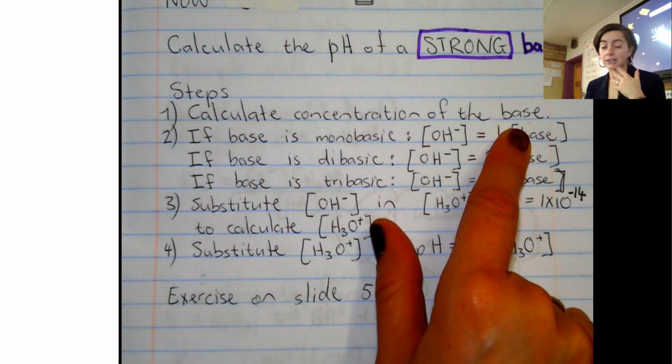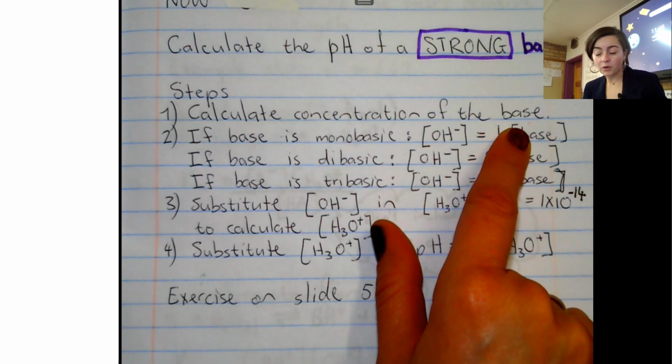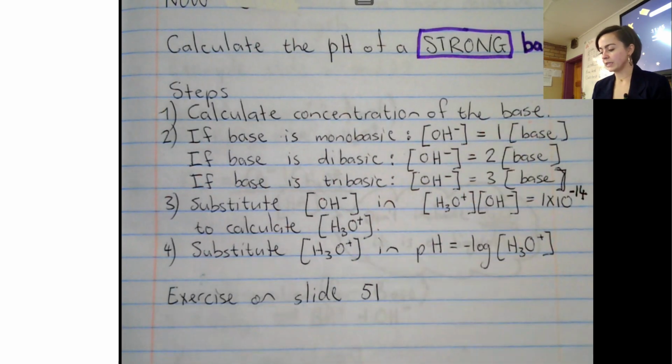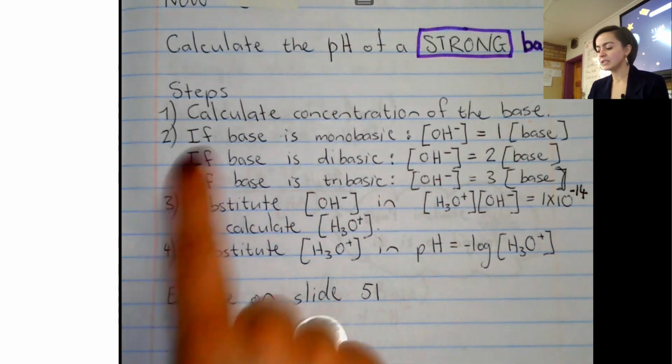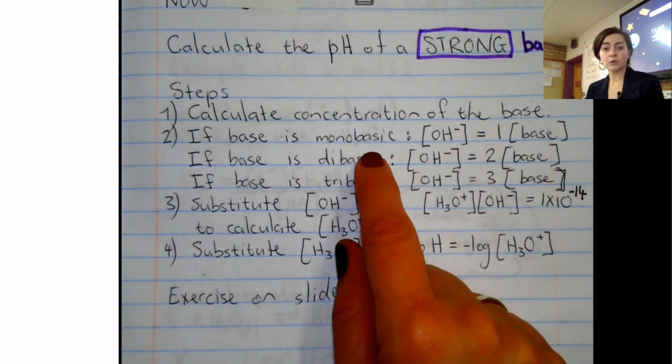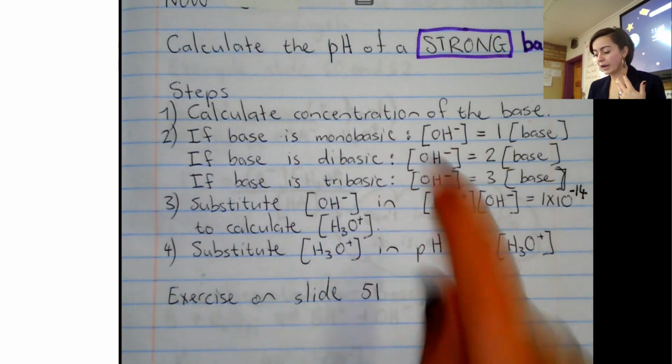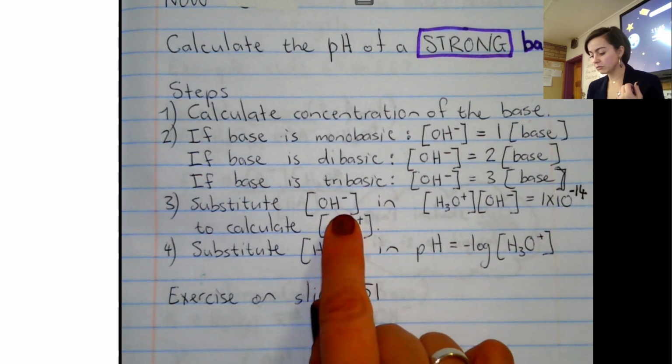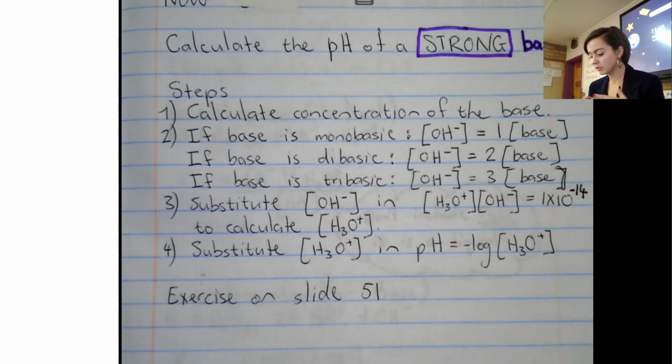Again, using either titration formulas or just stoichiometry, we calculate the base concentration. Now, if the base is monobasic, you don't need to know that term, but it just means there's one hydroxide, like sodium hydroxide.